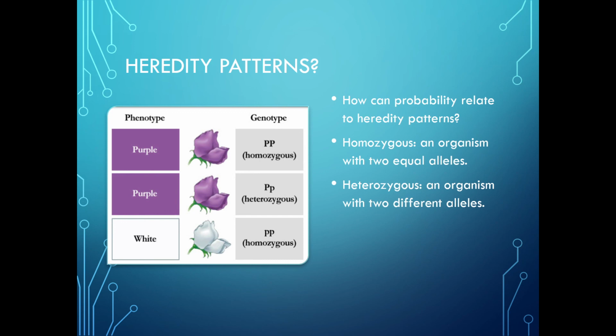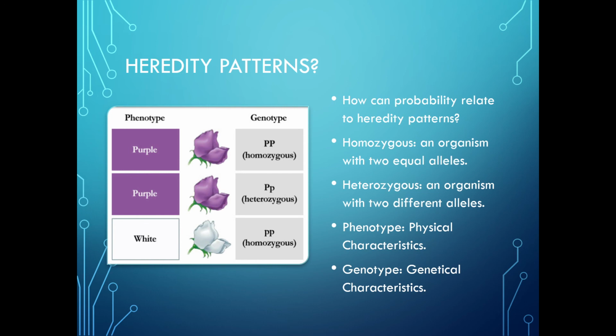Okay? But what about a heterozygous organism? It is an organism with two different alleles. Right, for that we can check the second flower, in which there is a capital P and a lowercase p. So, since it has two different alleles, it is heterozygous. We have phenotype, which are the physical characteristics, and lastly we have the genotype, which are the genetical characteristics.